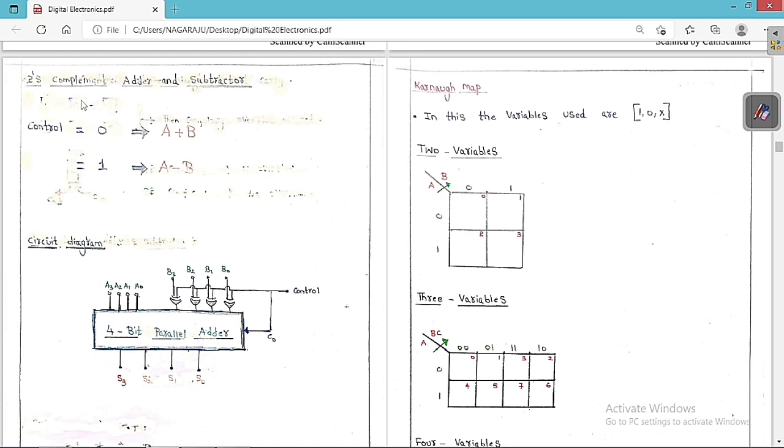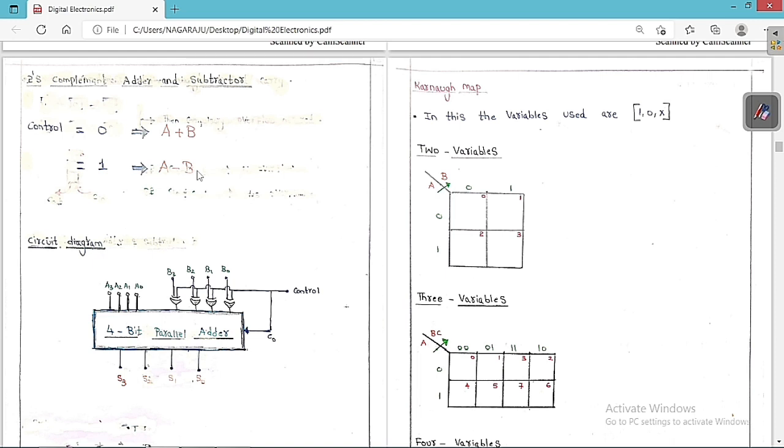Now we are going to study the two's complement adder and subtractor. With the help of two's complement, we can do both addition and subtraction. The circuit does both functions based on the method of two's complement. One important point: whenever the control signal is equal to 0, it does A plus B, meaning the addition of the two binary numbers. If the control signal is equal to 1, it does the subtraction A minus B.